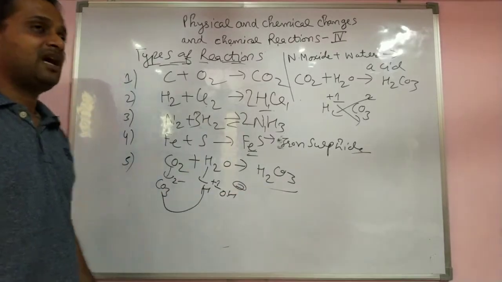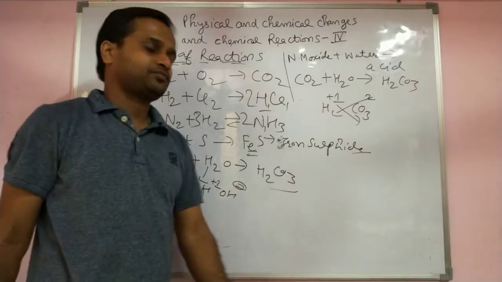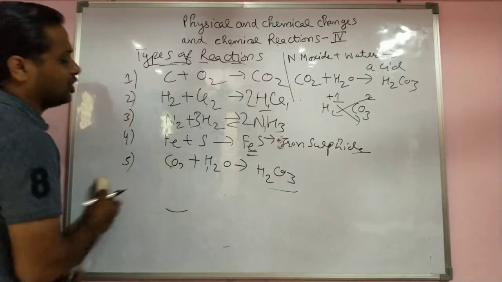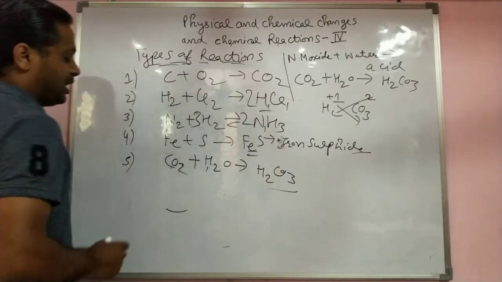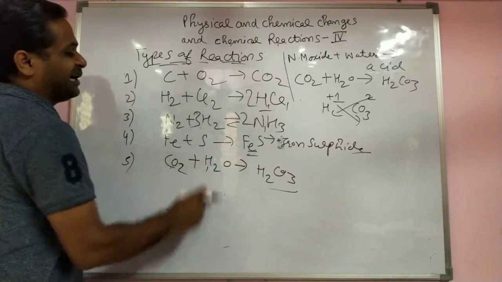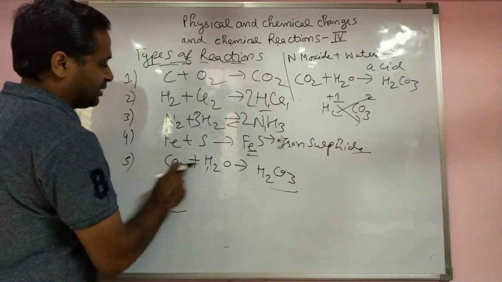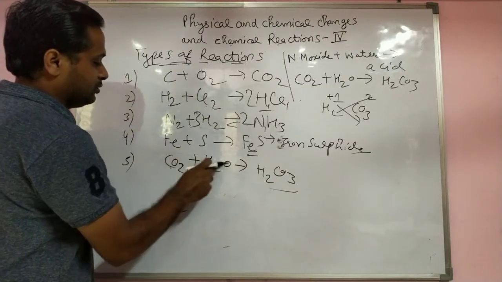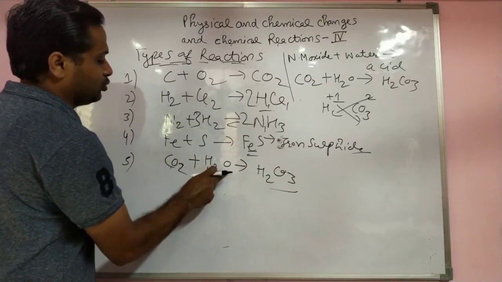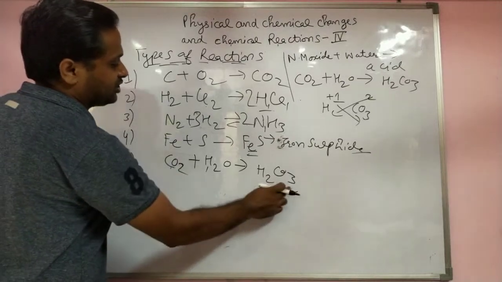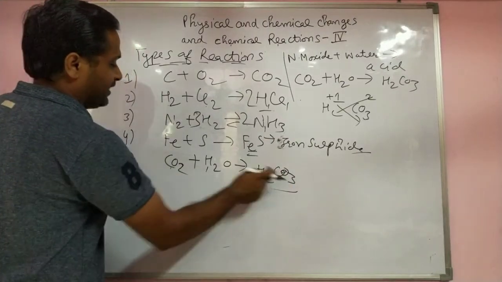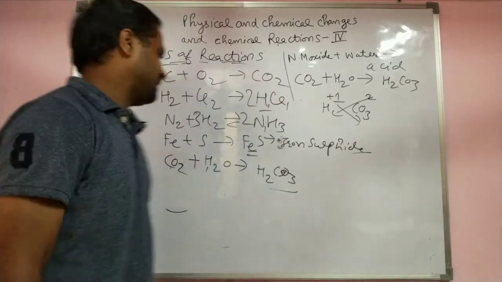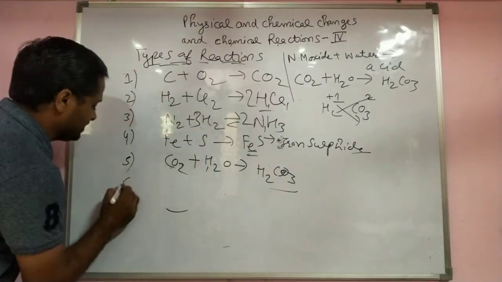Already told: last time we did atomic structure. See, is this balanced or not? How many elements? Carbon, oxygen and hydrogen. First of all, carbon: one carbon, one carbon, already balanced. Oxygen: two and one, three oxygen, three oxygen. One carbon, already balanced. Self-balanced reaction. Any other example?